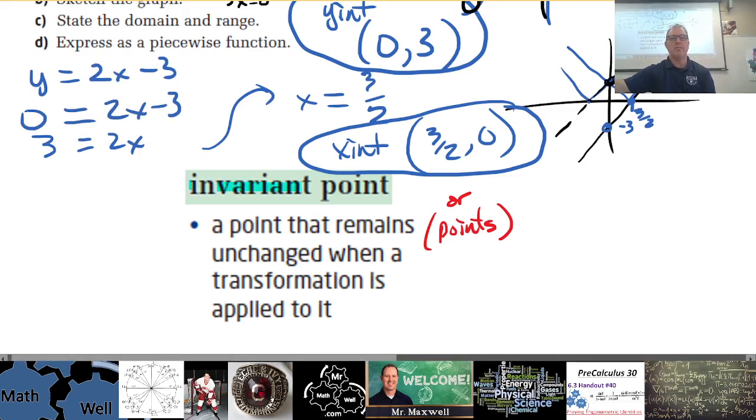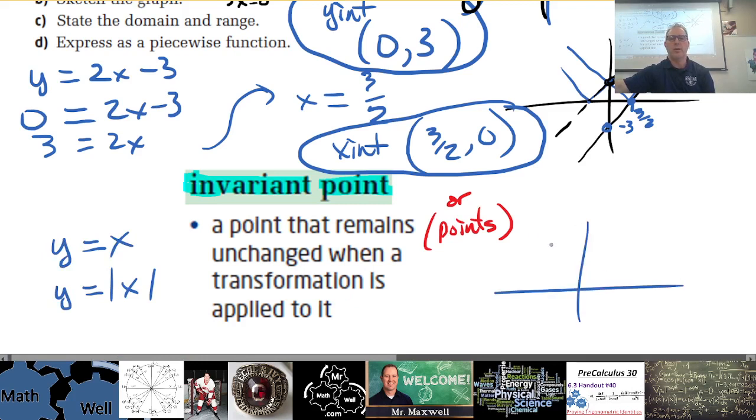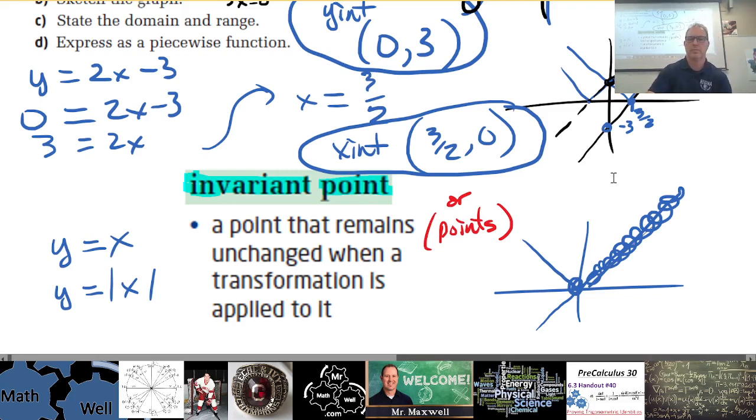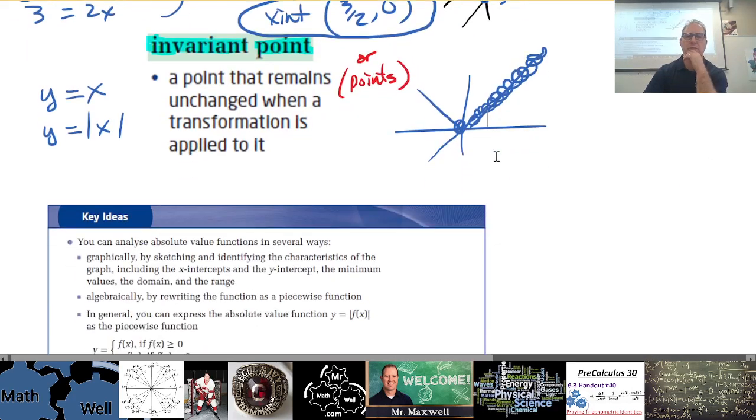Invariant. Okay, so variant means it changes. Invariant is the opposite of that, means it doesn't change. So a point that does not change between two graphs that are related. So it's a point that remains unchanged when a transformation is applied to a graph. So between y equals x and y equals absolute value of x, we know that there are many invariant points, and all those invariant points come from here and go on. These are all invariant that I'm highlighting there. So the ones that don't change upon a transformation. So you'll hear mention of variant and invariant points.